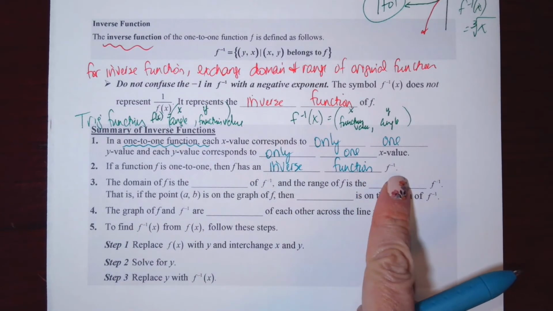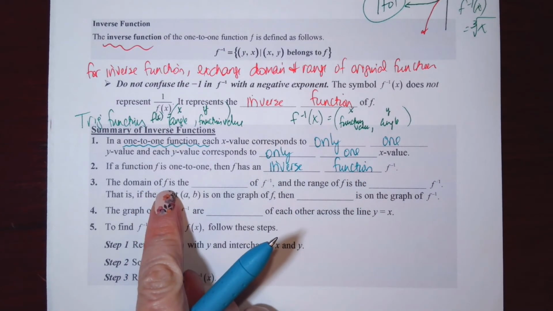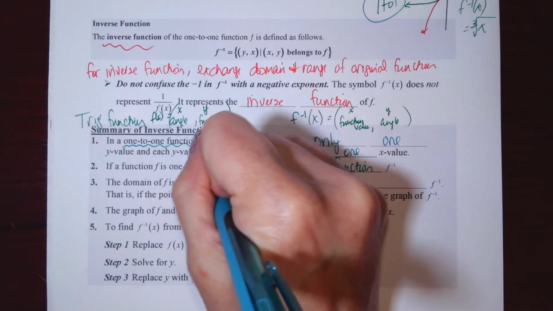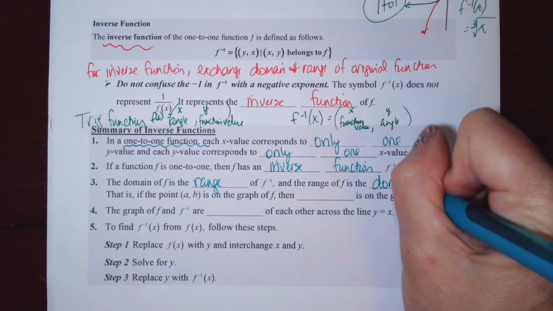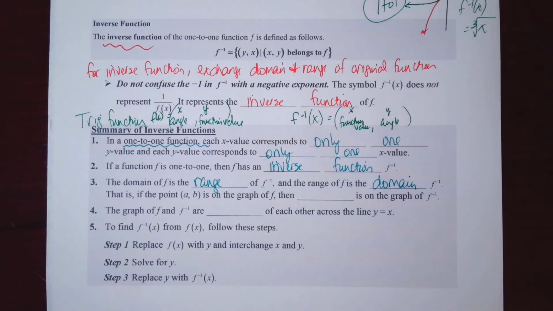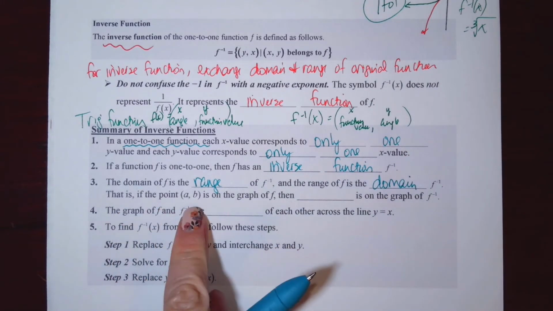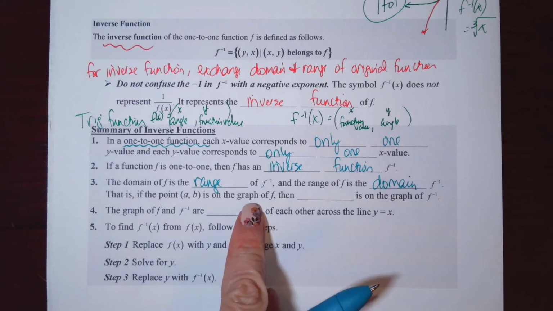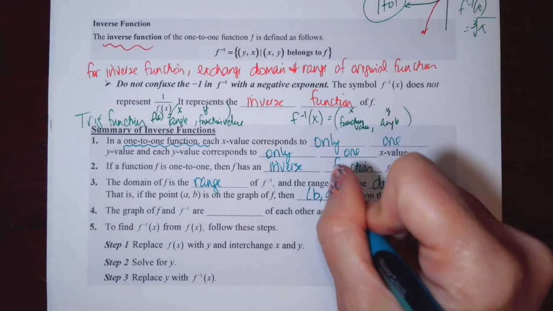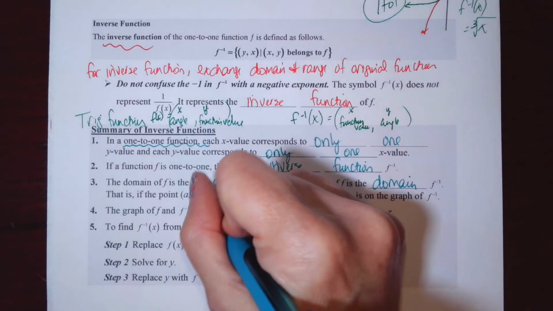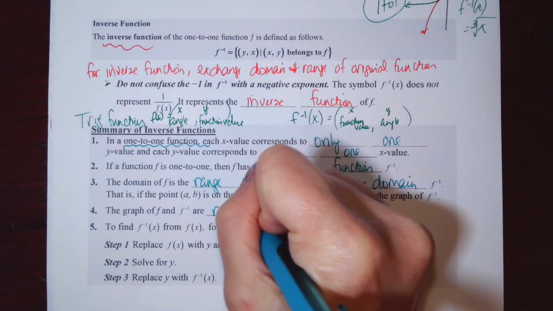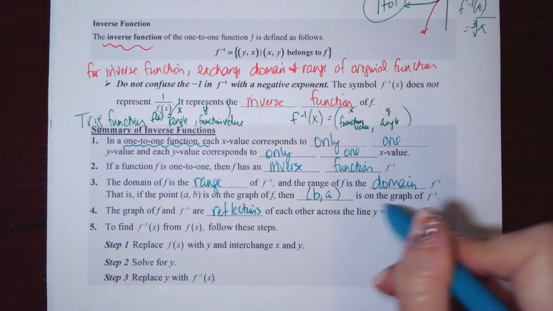f inverse. The domain of the function f is the range of its inverse, and the range of the function f becomes the domain of the inverse. That domain and range switch places. That is, if the point (a, b) is on the graph of the original function, then the point (b, a) is on the graph of the inverse function. Another neat thing about functions and their inverses is that they are reflections of each other across the line y equals x.